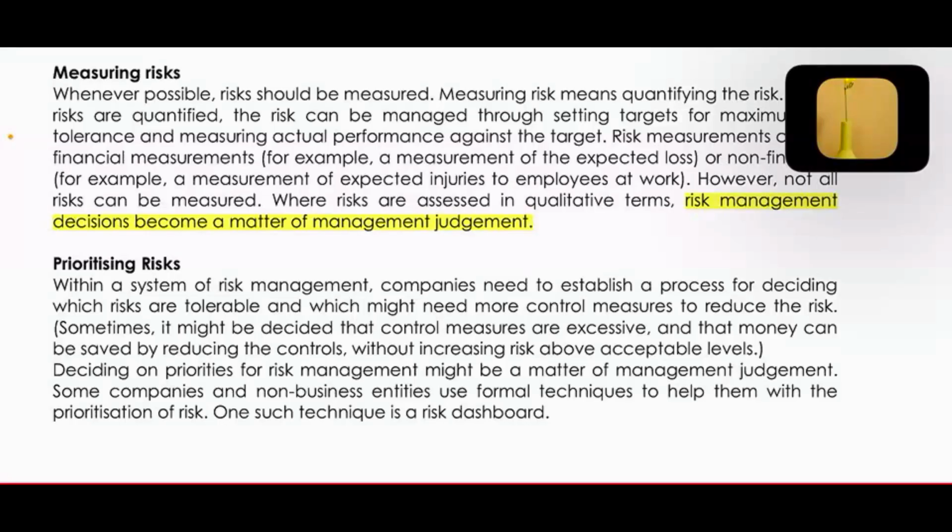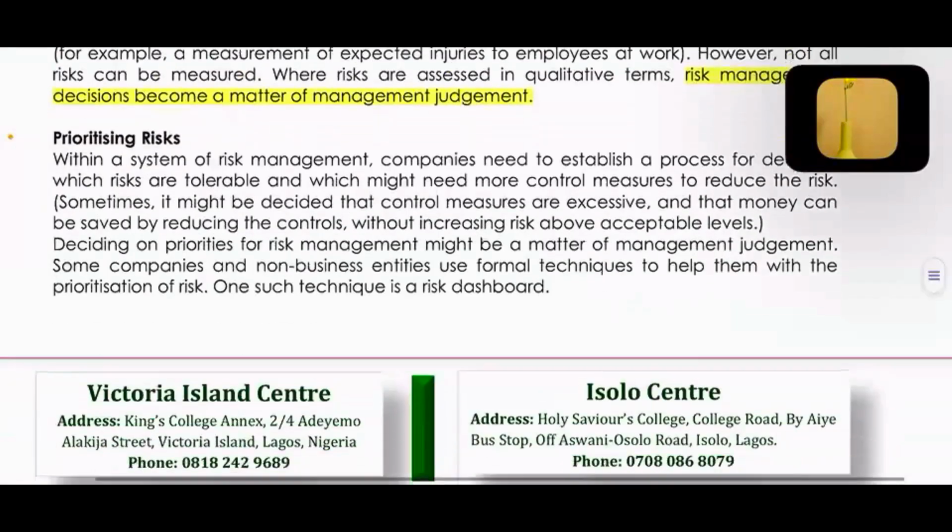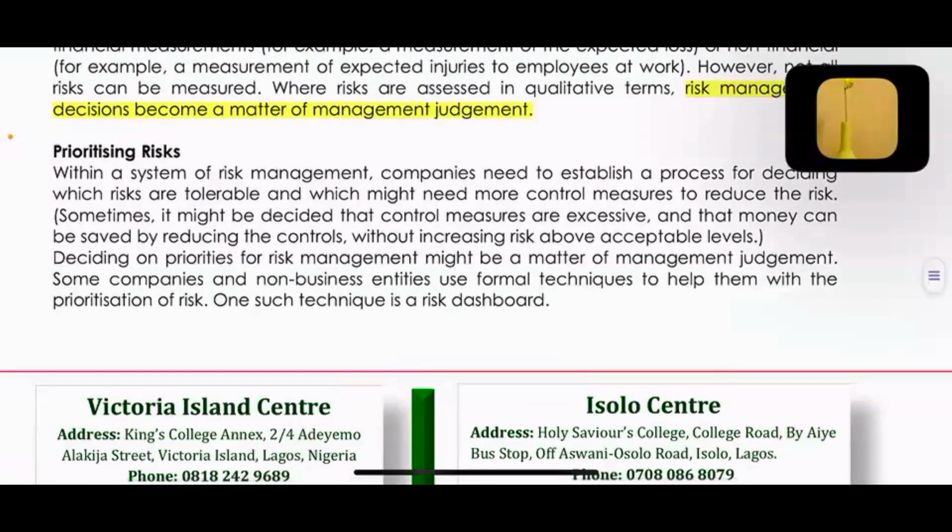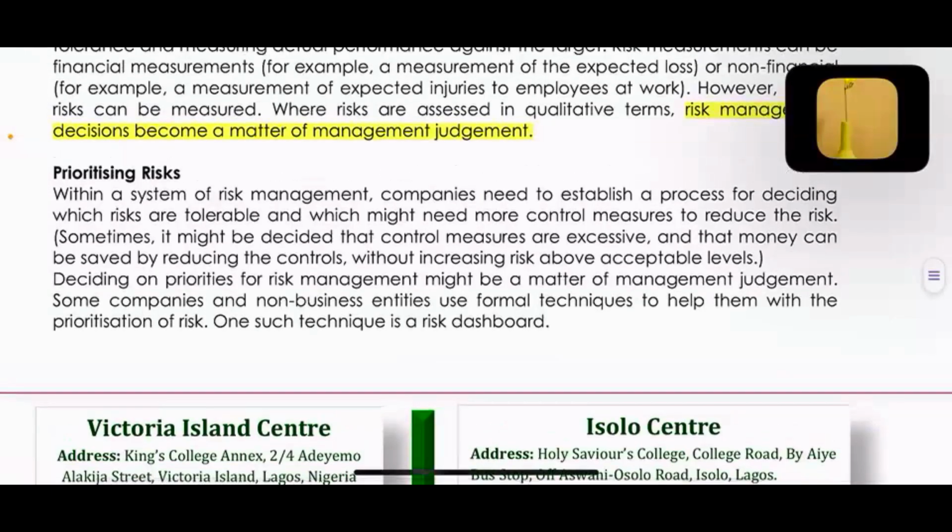Do you understand? So for risks that are expressed in qualitative terms, risk management becomes a matter of management judgment. They'll be the ones to decide what they want to accept and what they will not be accepting. Also, within the risk management system, a company needs to establish a process for deciding which risks are tolerable and which might need control to reduce the risks. Sometimes control measures are excessive, and money might be saved by reducing controls without increasing risks above acceptable levels.